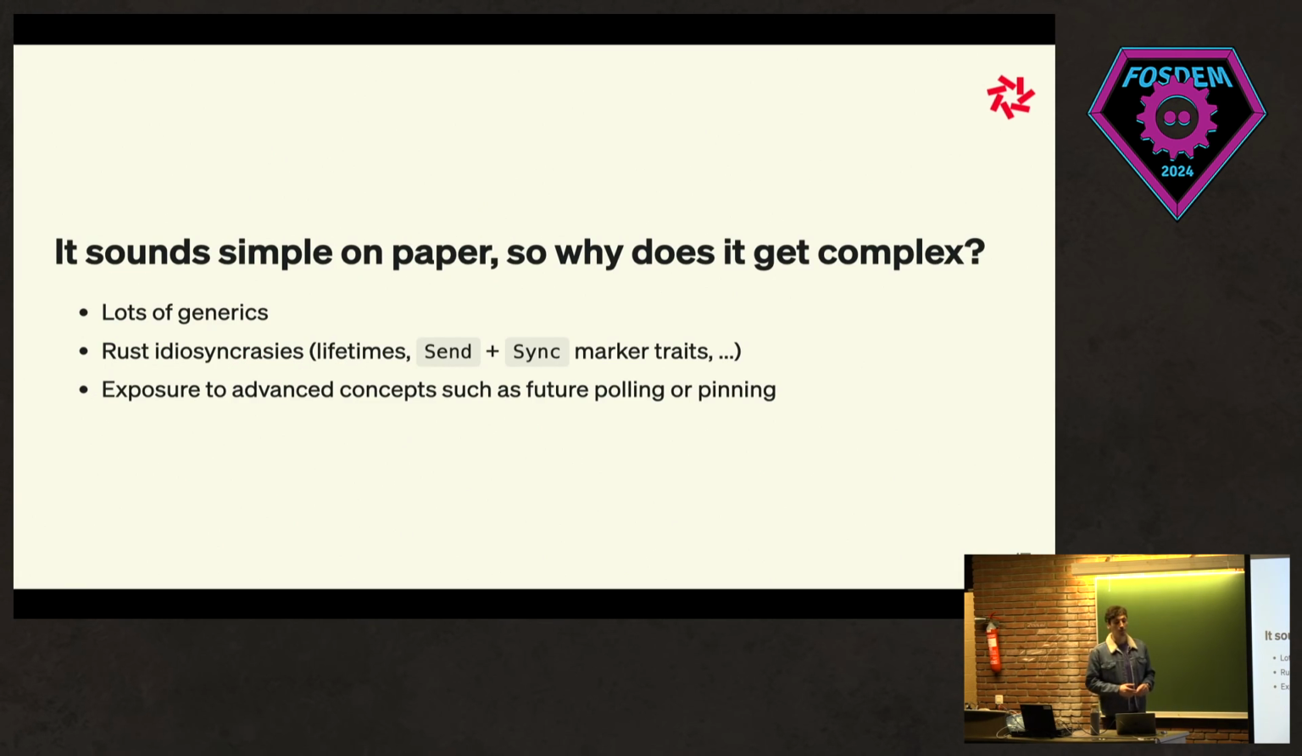So it sounds simple on paper. Why does it get complex? I think people are a bit afraid of Tower and Tower services in general, because they use a lot of generics. So it's not always easy to write. It's even hard to read, and it's even harder to write.